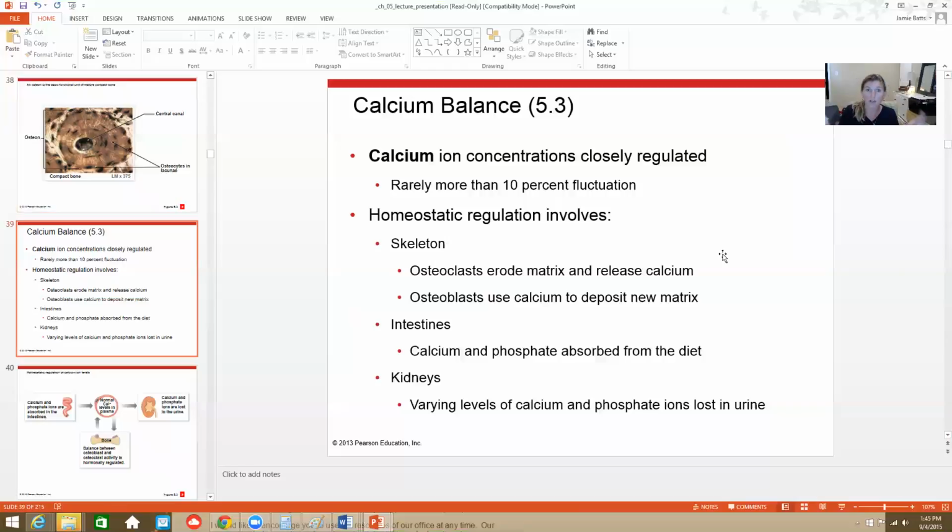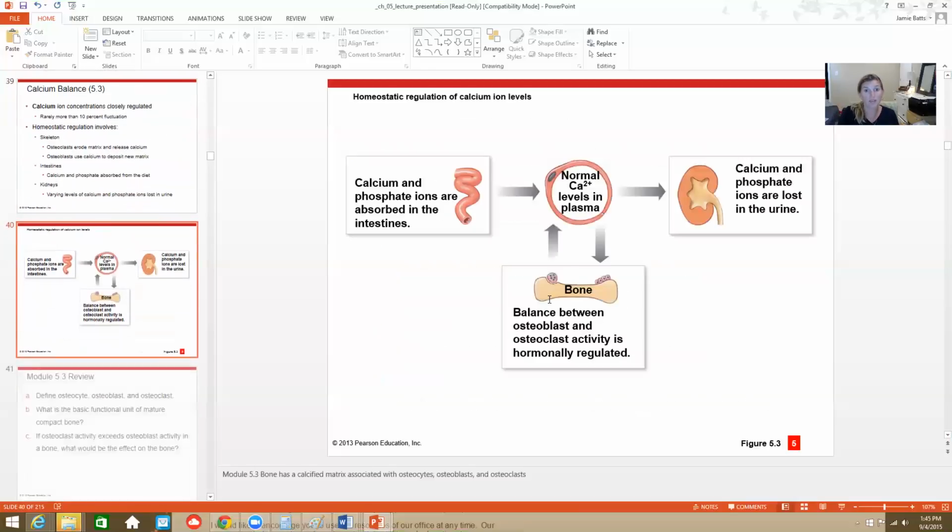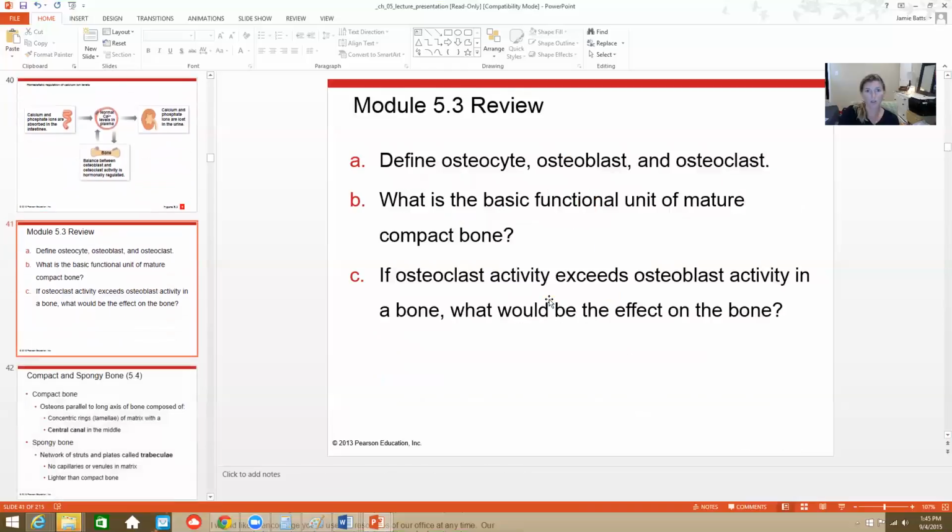But guess what? If you have a diet that's high in calcium, your bones can stay nice and strong and they don't have to dissolve to give calcium to the blood. So osteoclasts are going to release calcium into the blood. Osteoblasts are going to take calcium from the blood and deposit it into the bones so our bones can be nice and strong. The intestines serve a role in absorbing the calcium from our diet, and our kidneys can help get rid of extra calcium if we have excess. So all of these organs are involved in calcium balance. So here's a little review for you of this little section. You can pause it and answer, or you can answer the questions in your reading guide.